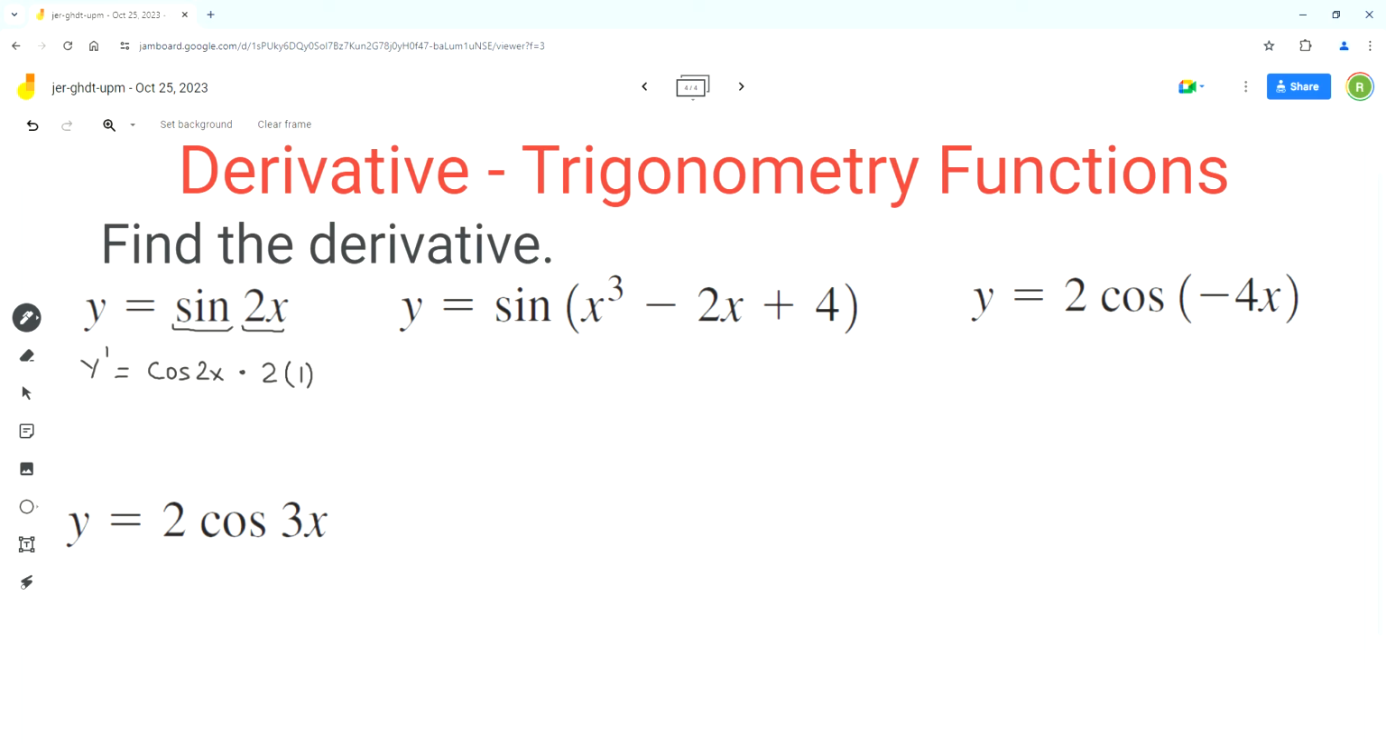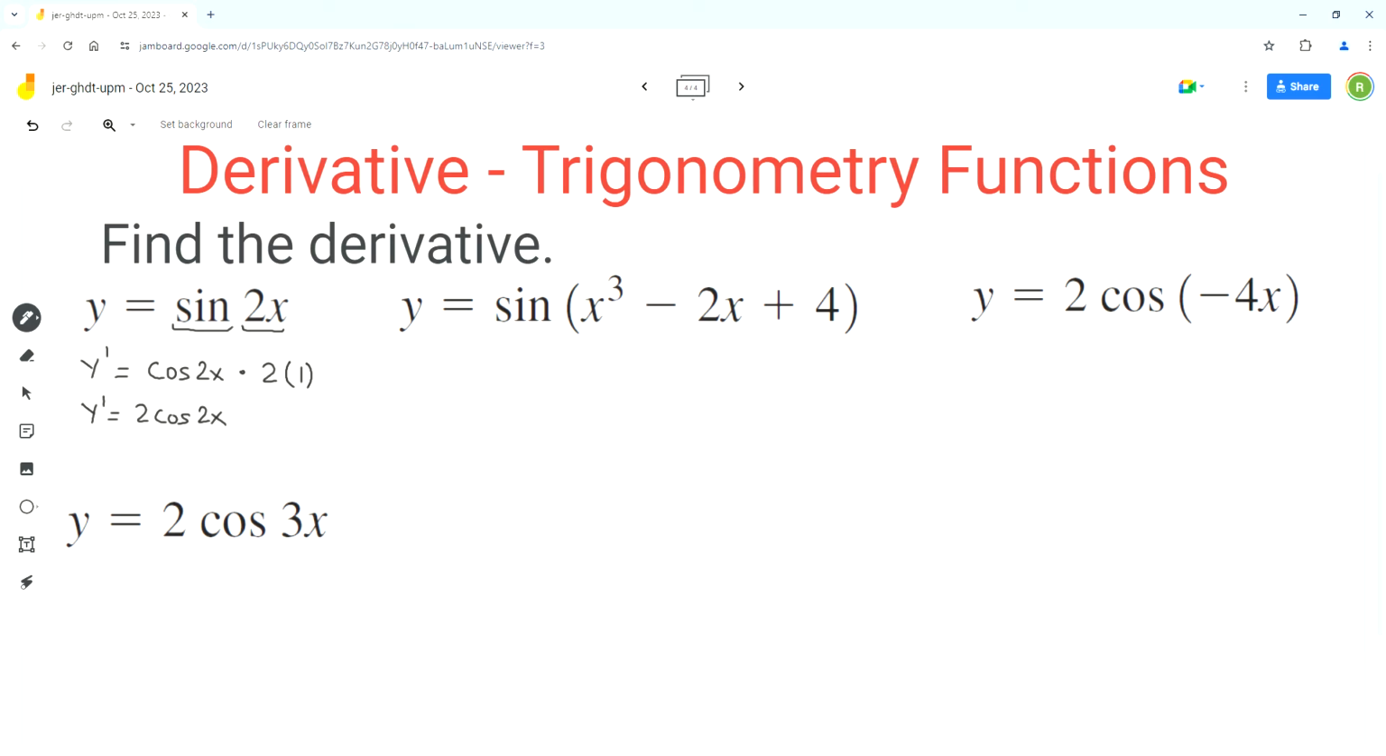Now we can simplify this expression. So 2 times 1 is equal to 2. So we can rewrite this expression as, so this should be the derivative of y equals sine 2x.